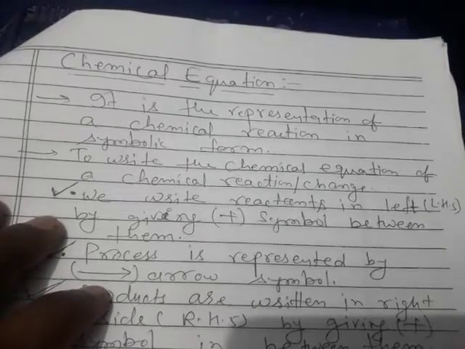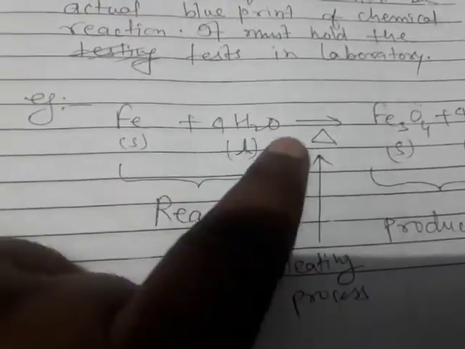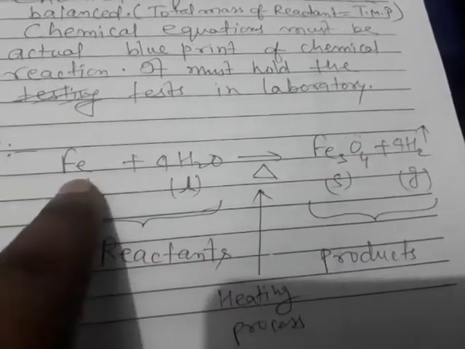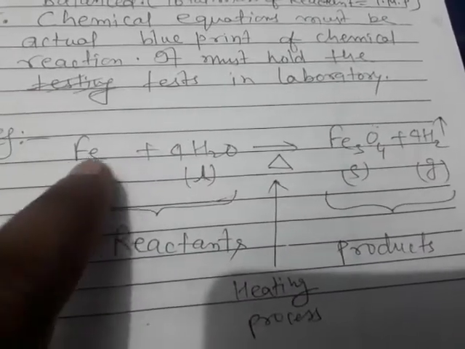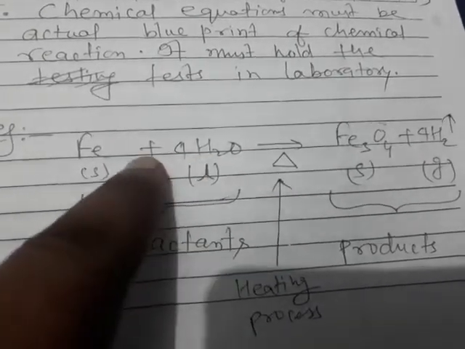To write the chemical equation of a chemical reaction or change, we write the reactants on the left by giving a plus symbol between them. As for example, these two reactants are written on the left and a plus symbol is given between them.